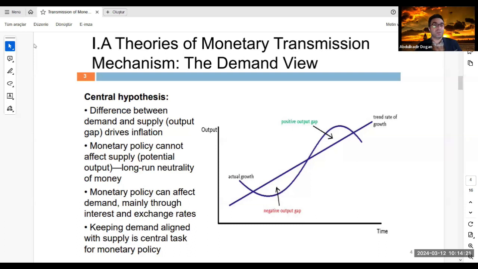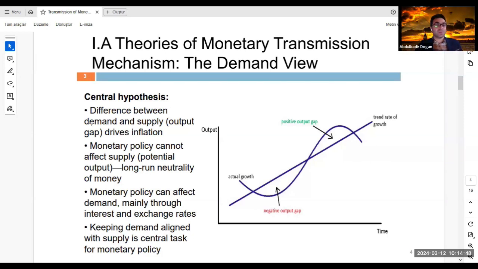So if we have excess demand in the market, meaning that demand is higher than the supply, the prices will go up. We will see the inflation. The basic structure is this. All participants should understand that if we have higher demand than the supply, the prices will go up. Excess demand means inflation.